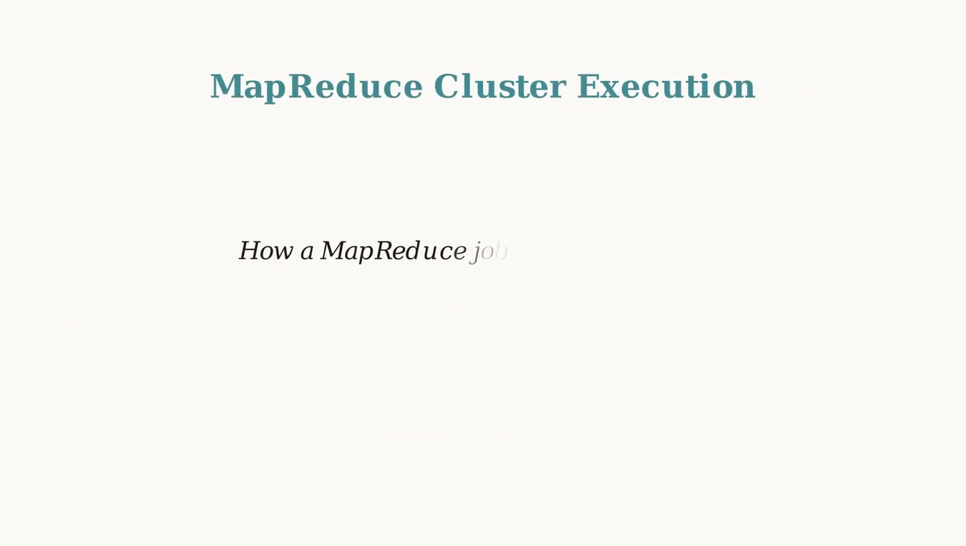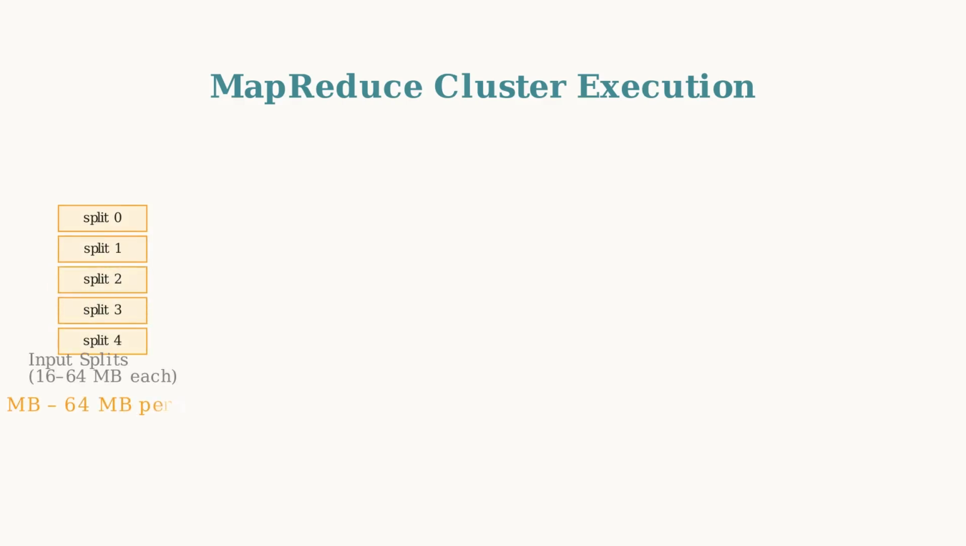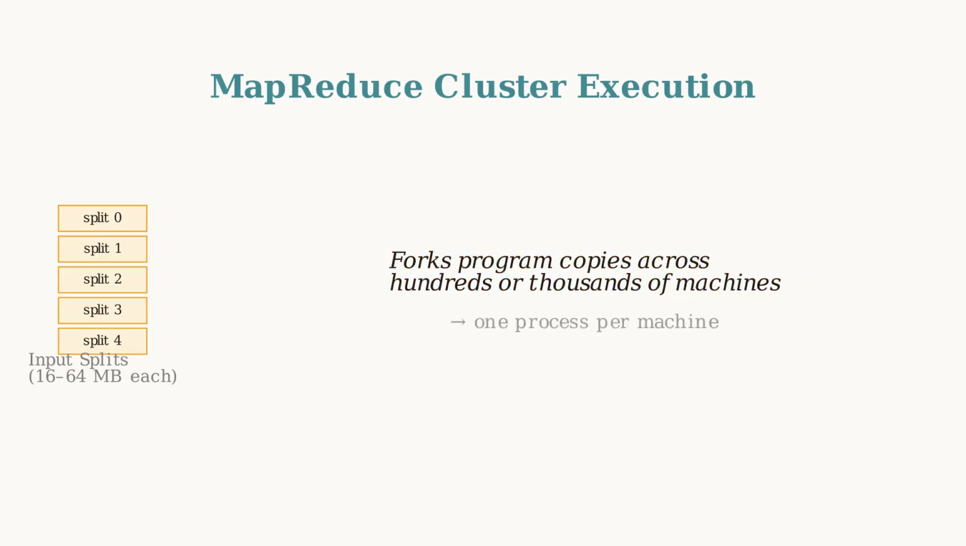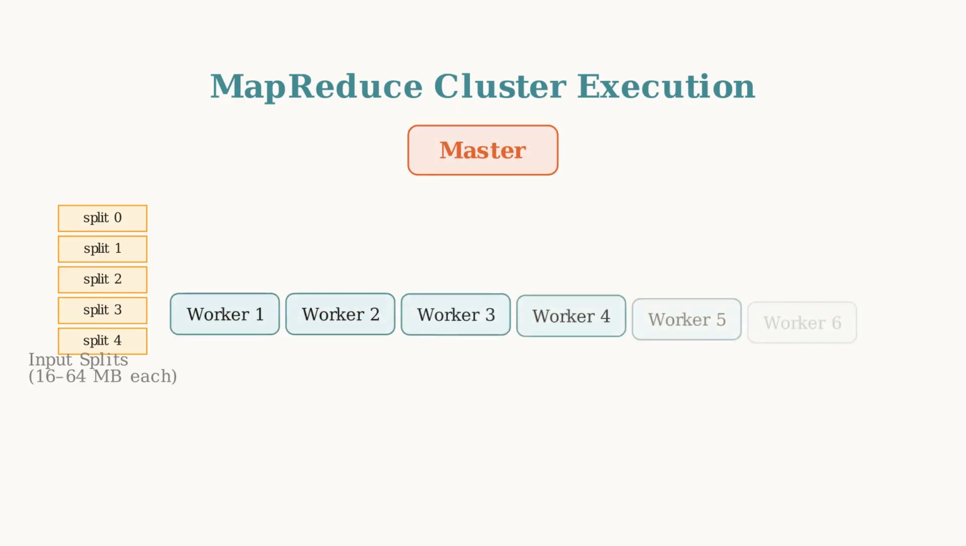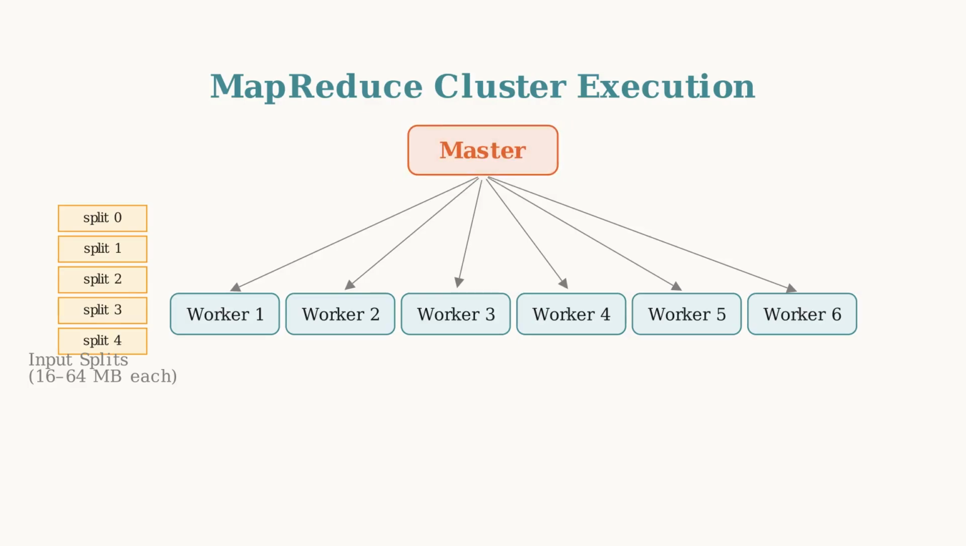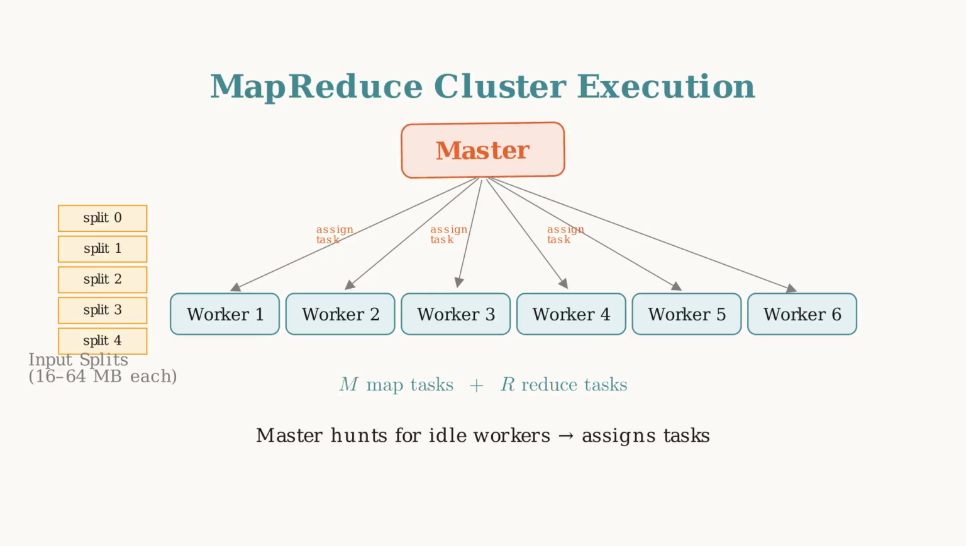Now let's look at how the implementation actually runs on a cluster. When you launch a MapReduce job, the library splits your input into pieces, typically 16 to 64 megabytes each. It then forks copies of your program across hundreds or thousands of machines. One copy becomes the master. The rest are workers. The master's job is to hand out tasks. It has M map tasks and R reduce tasks to distribute, and it hunts for idle workers to give them to.